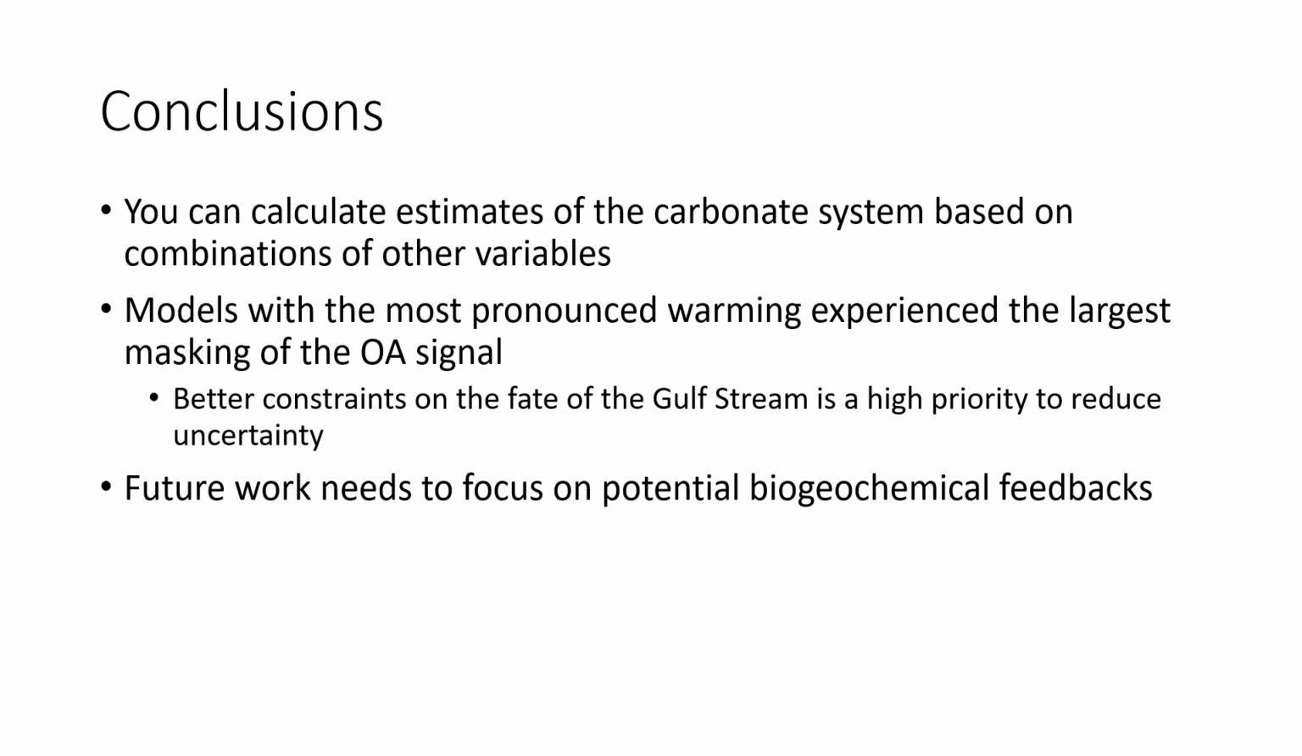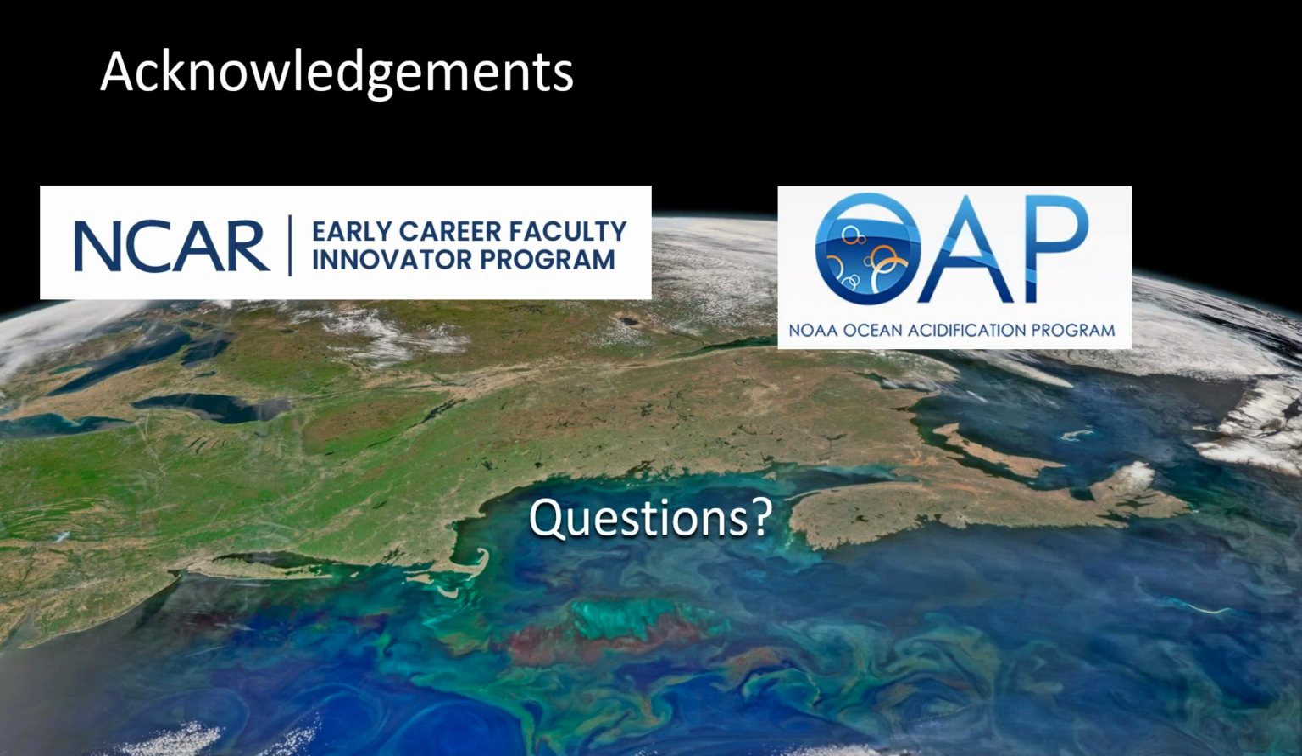And then in conclusion, regarding the Gulf of Maine projections, the models with the most pronounced warming experience the largest masking of the ocean acidification signal. So better constraints on the fate of the Gulf Stream are a high priority to reduce uncertainty. And future work needs to focus on potential biogeochemical feedbacks. And that is all I have. I know I went through it fast.